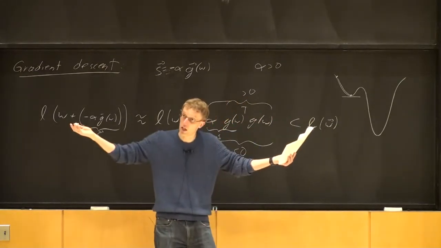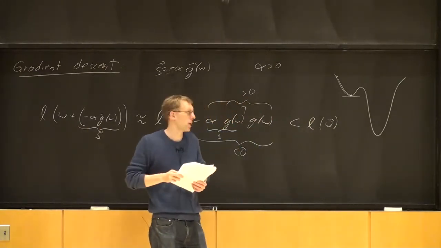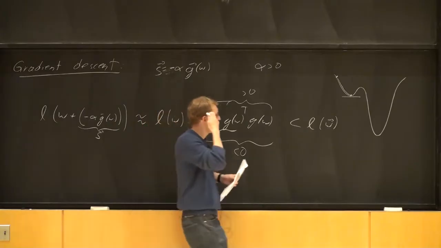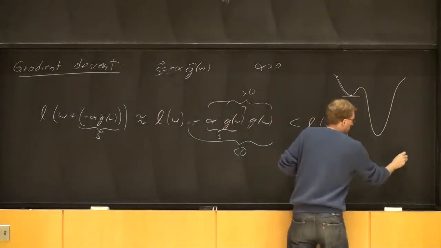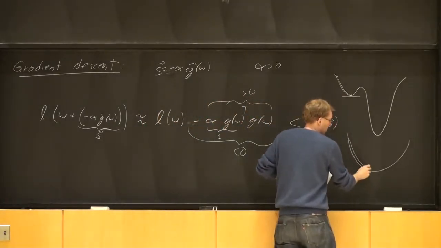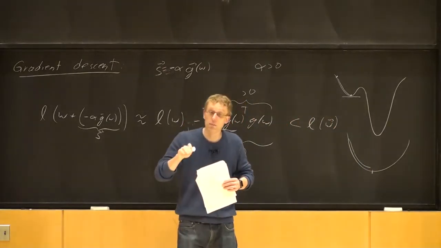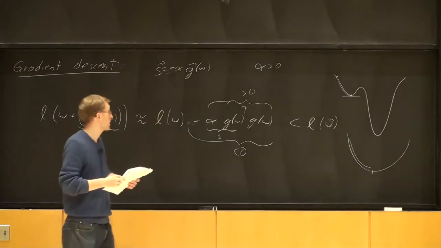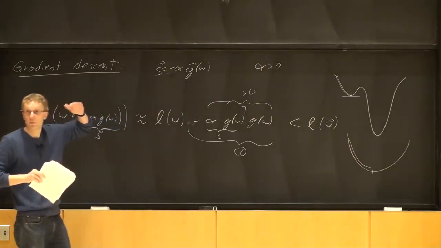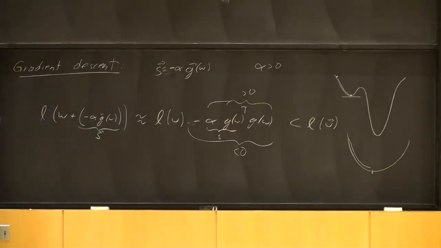But because the function is convex, and I think this was actually on the placement exam to show this, you don't have to worry about this. So you keep going down, keep going down, and eventually you will stop. Why are you going to stop? Because at the minimum, the gradient is 0. So at that point, you basically know that you found it. You're not moving anymore.